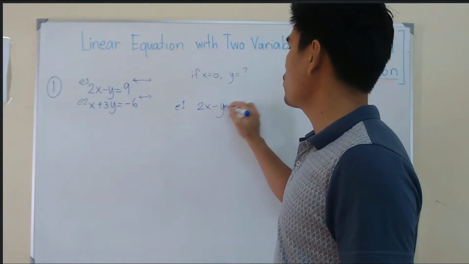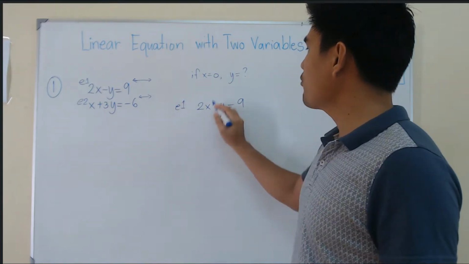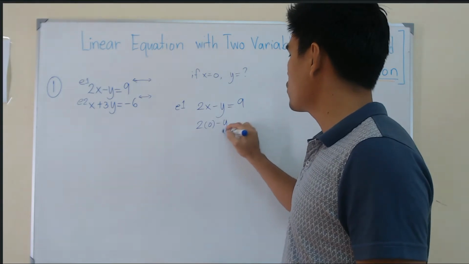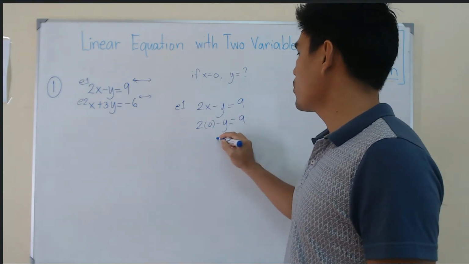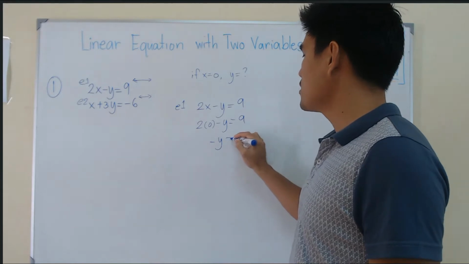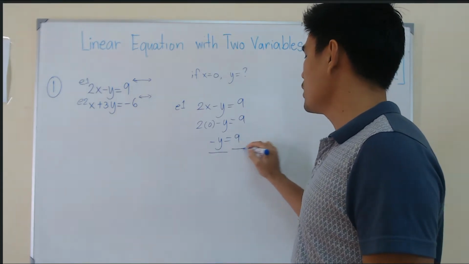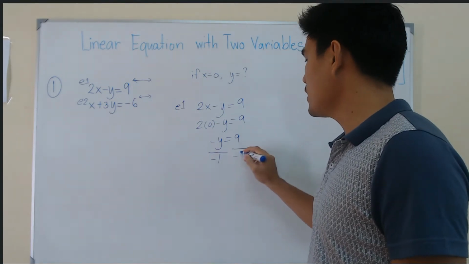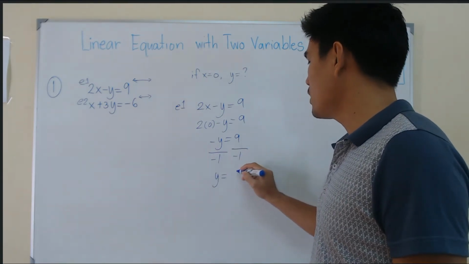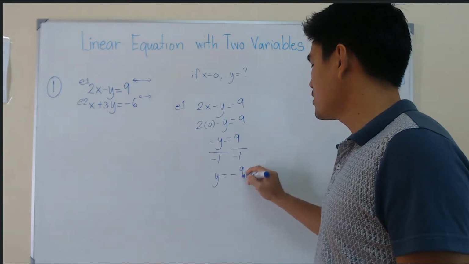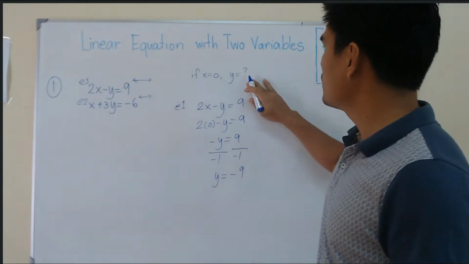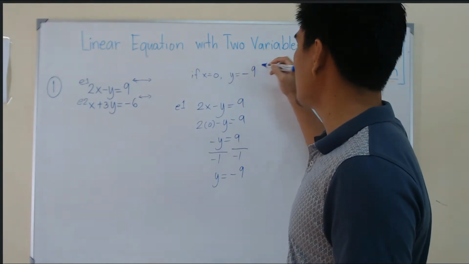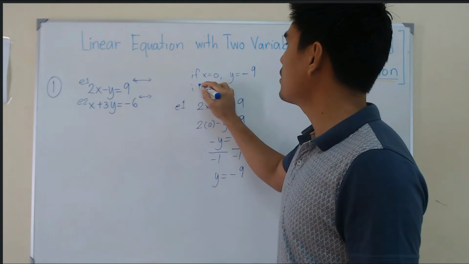2x minus y is equal to 9. If x is 0, we have 2 times 0 minus y is equal to 9. So we have negative y is equal to 9. We will eliminate the negative, so divided by negative 1, we have y is equal to negative 9. That is our y, negative 9.